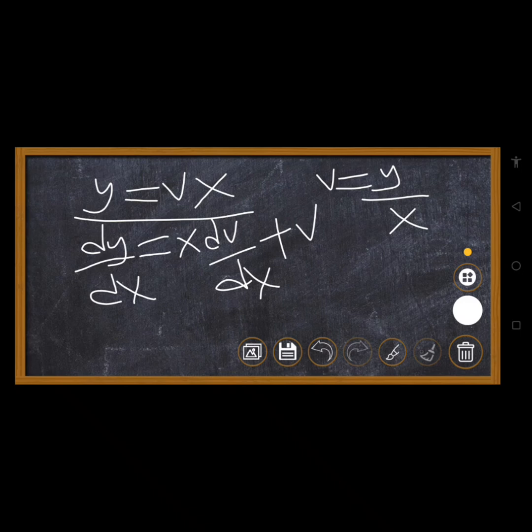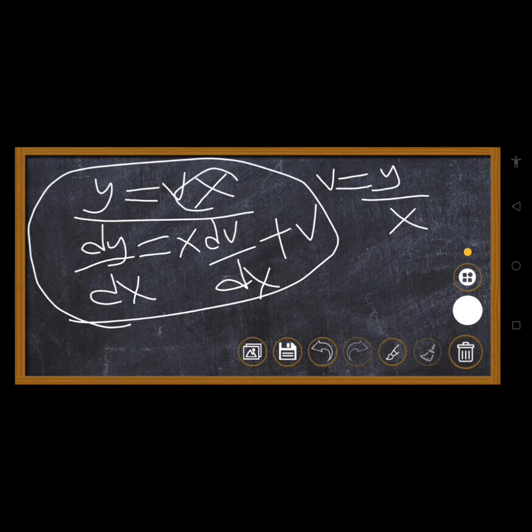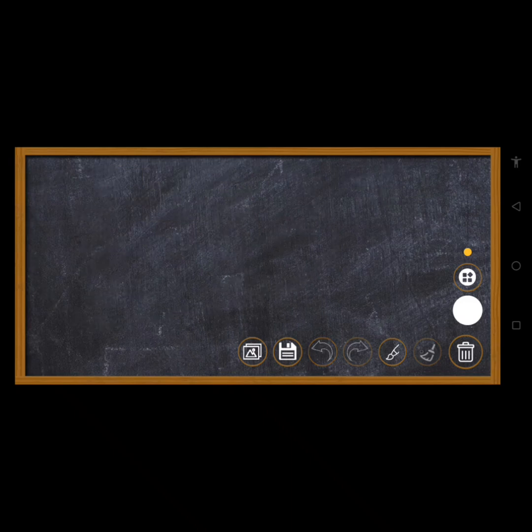After you replace these values in the given expression, you factorize x. After you factorize x, you cancel the x values, and then you make the equation separable, and then simplify. After you integrate, you get your answers. That's all about it. Let's just get to an example.